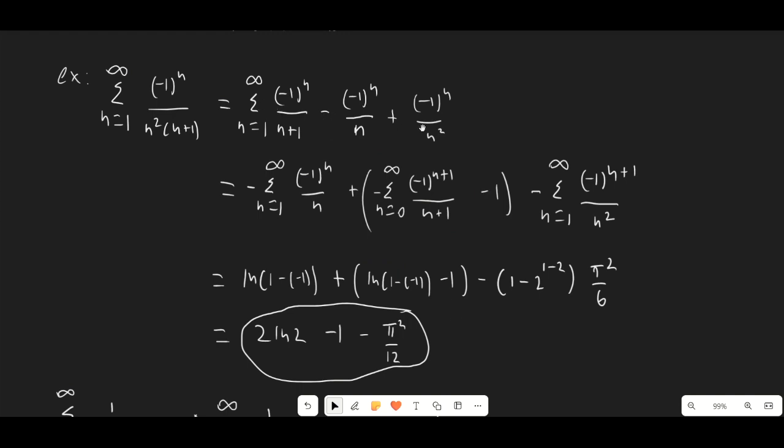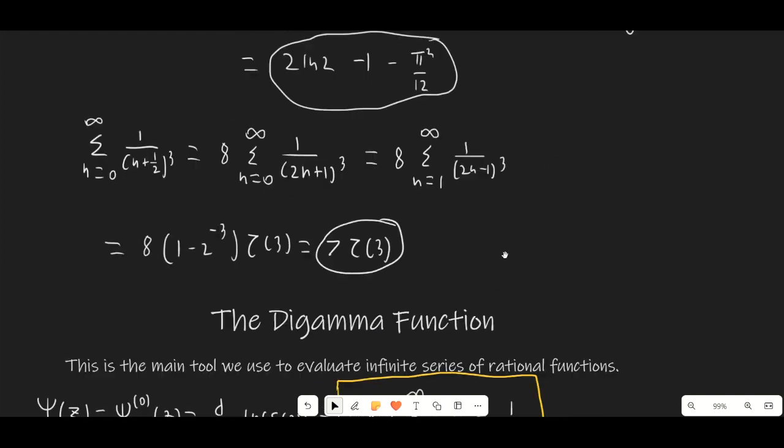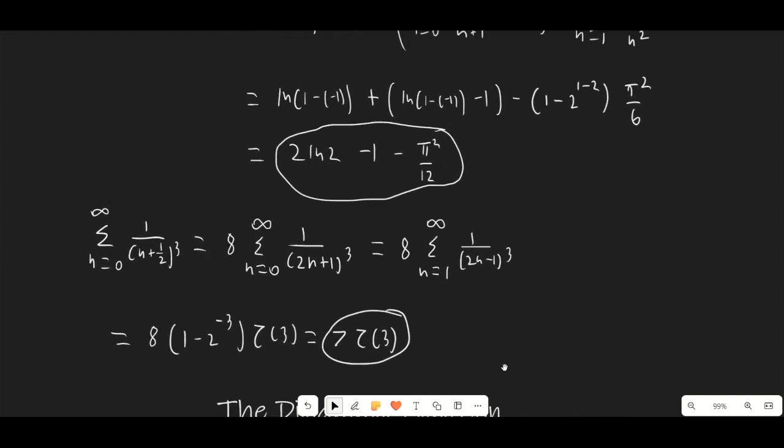And then this last series right here, negative 1 to the n over n squared, is the same as subtracting the sum from n equals 1 to infinity of negative 1 to the n plus 1 over n squared, which is just eta of 2. So we plug in 1 minus 2 to the 1 minus 2, because s is 2 in this situation. And then zeta of 2 is just pi squared over 6, so we just go ahead and plug in that. And once we reorganize everything and solve, we get 2 times natural log of 2 minus 1 minus pi squared over 12.